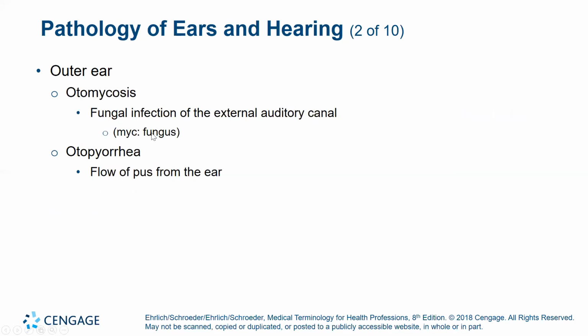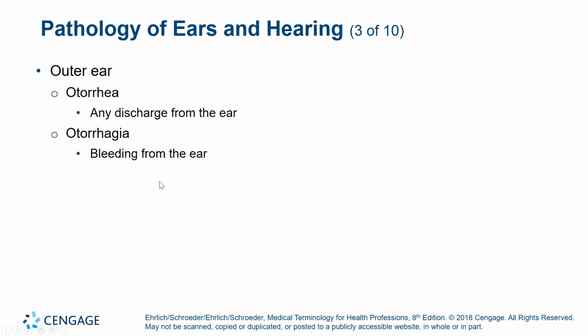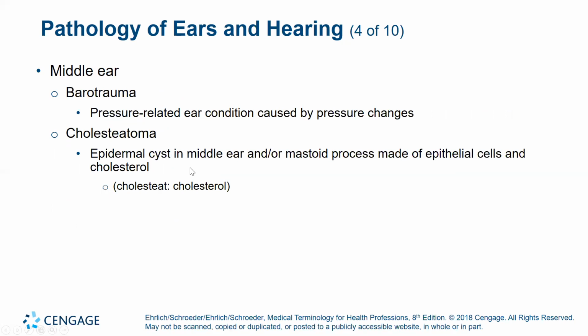Otomycosis, myco is fungus, so this is a fungal infection of the external auditory canal. Otopyorrhea, this is flow of pus from the ear. Pyo is your pus. Otorrhea, any discharge from the ear. Otorrhagia is bleeding from the ear. Some more medical terms that you have. Barotrauma, this is a pressure-related ear condition caused by pressure changes.